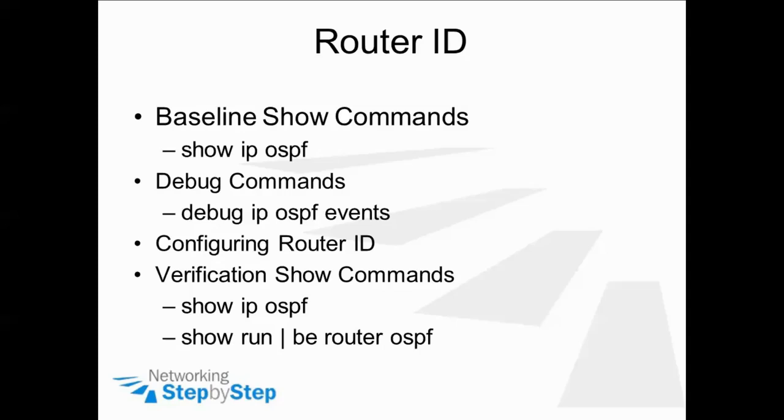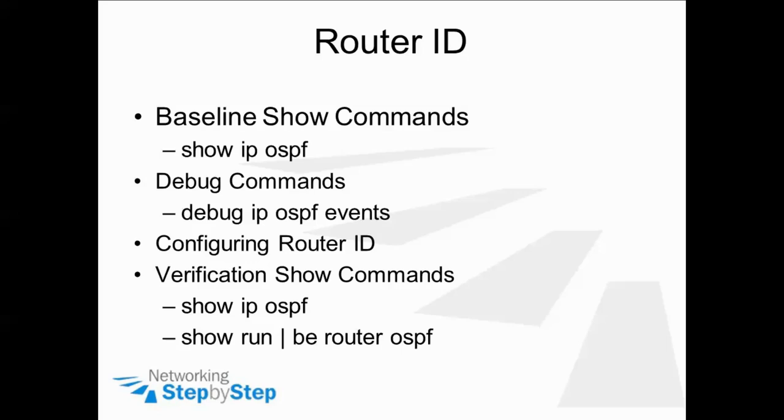In this video cheat sheet, we will be configuring the OSPF router ID. I will start off with the baseline show command show IP OSPF to display general information about OSPF routing processes. Then I'm going to enable a debug command of debug IP OSPF events to see how things unfold as I configure the OSPF router ID. Finish with the same baseline command show IP OSPF to see what changed.